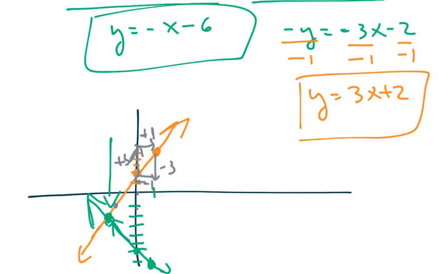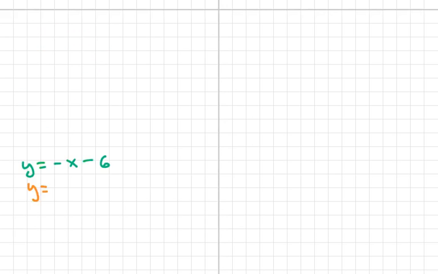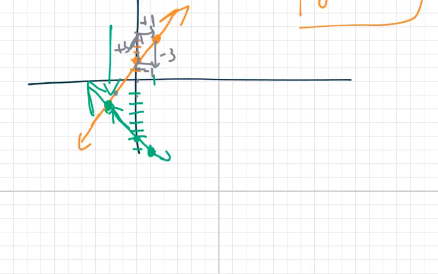Now without graph paper, this becomes a little bit difficult to graph. So let's look at it on graph paper. So again, my equations were y equals negative x minus 6, and the other one was y equals, what was it? 3x plus 2.